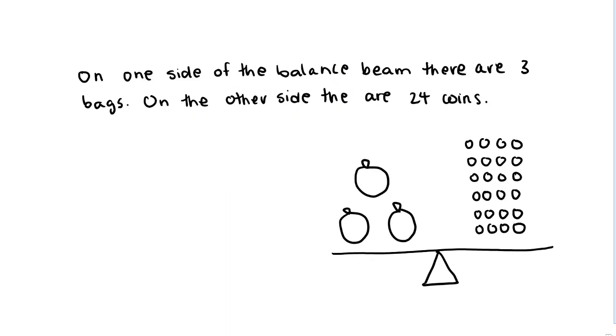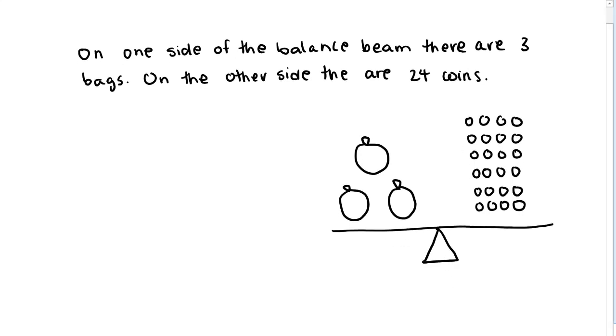So the first problem on this activity says that one side of the balance beam contains 3 bags, and on the other side of the balance beam, there are 24 coins. And so how can we figure out how many coins are in each bag? Well, again, the two sides of this balance beam don't share anything in common. I can't take away the same weight from both sides because I don't know how many coins are in each bag, so I can't really do something fair to both sides.